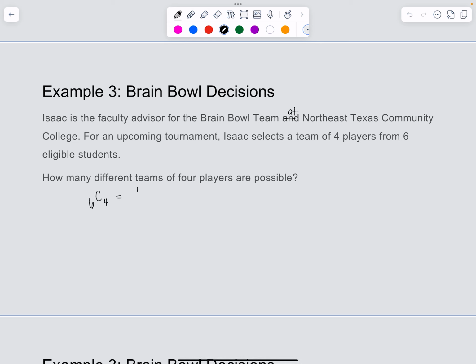So our numerator, 6 factorial. Our denominator, 6 minus 4 is 2 factorial times that 4 factorial. And then we have 6, 5, 4, 3, 2, 1 over 4, 3, 2, 1 times 2 times 1. And then I'll cancel 1, 2, 3, 4. And if you really want to, you can do 6 divided by 2 is 3. So we have 3 times 5 is 15 possible teams.